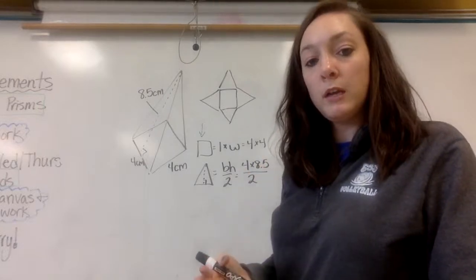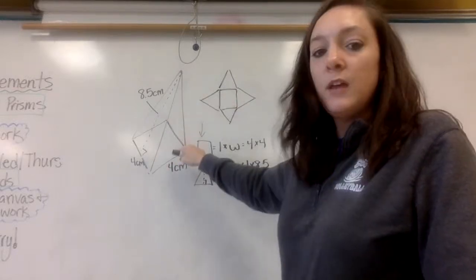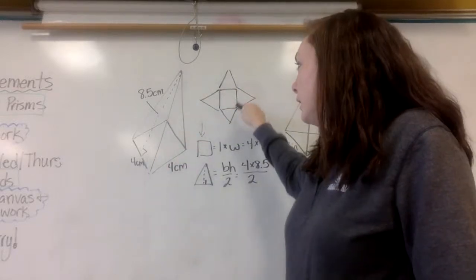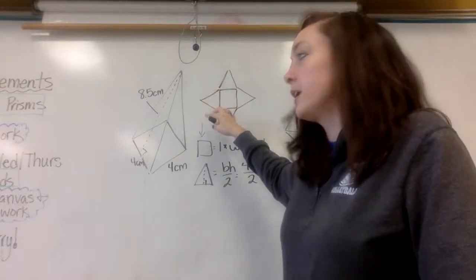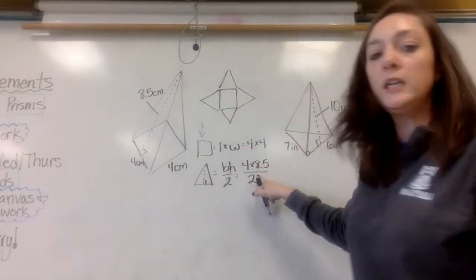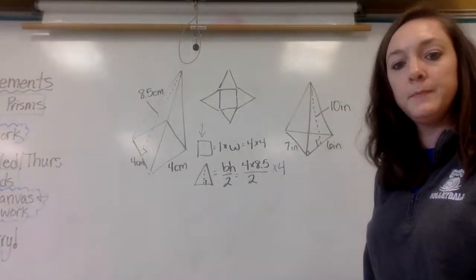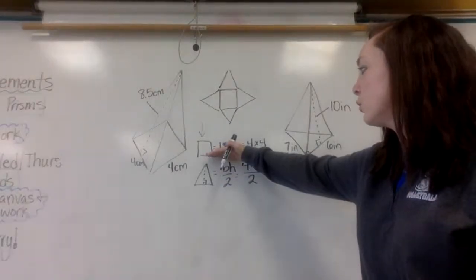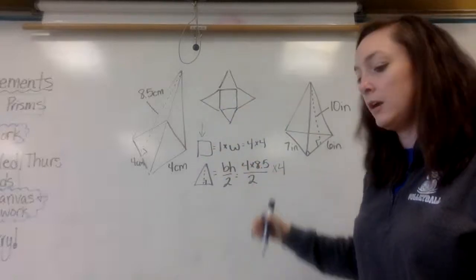Now, how many triangles do I have? Remember, go back to your shape. I know I have 4 sides of that square, so I have 3 triangles. Goodness gracious. Let me try again. I got 4 sides to my square, so I've got 4 triangles that I'm going to multiply. So when I get done here, I'm going to multiply by 4. Okay? So I got my square, check. I got 4 triangles, check. So now we can calculate it.